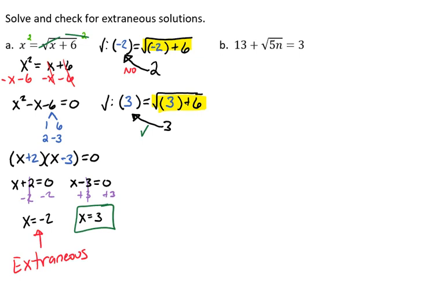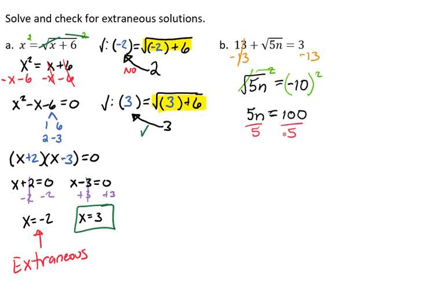So we're going to begin by getting the square root by itself. We're going to subtract 13 from both sides, leaving us with the square root of 5n equals negative 10. Now we'll square both sides, giving us 5n equals 100. We'll divide both sides by 5 and get n equals 20.